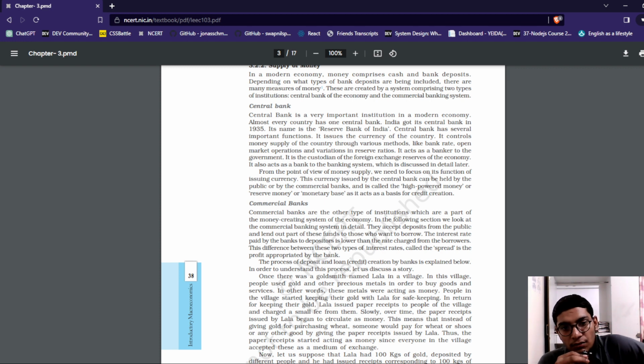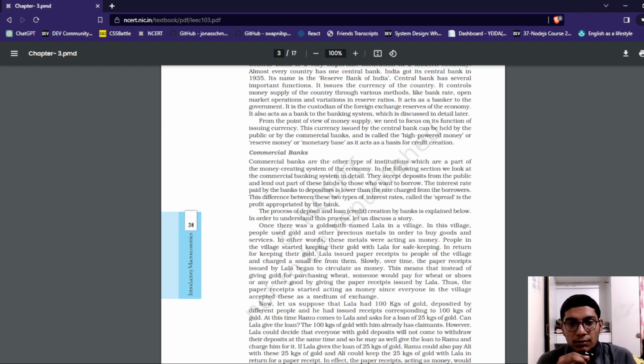It controls the money supply of the country through various methods like bank rate, open market operations, and variation in reserve rate. It acts as banker of the government. It is the custodian of the foreign exchange reserves of the economy. It also acts as the bank of the banking system, which is discussed in detail later.